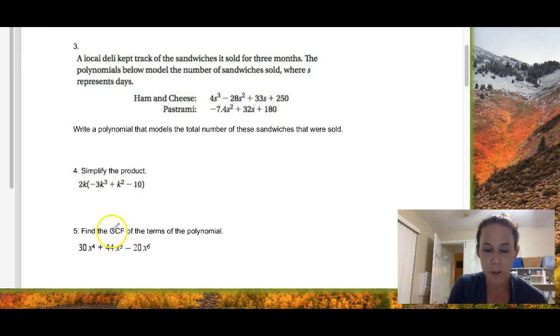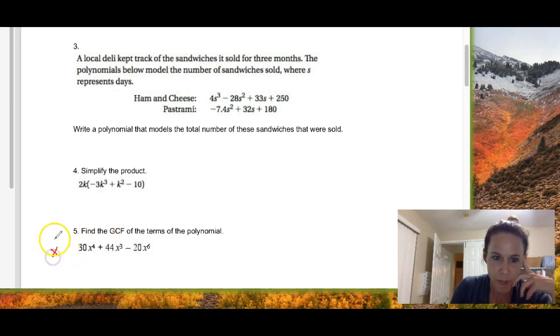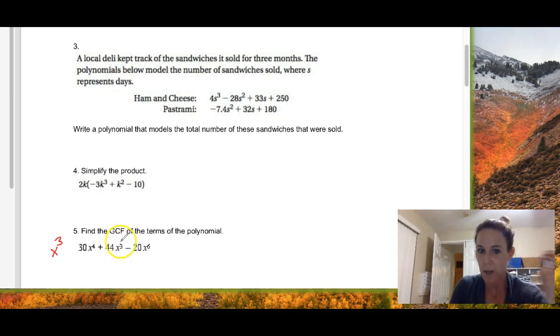Find the greatest common factor, or the GCF, of the terms of the polynomial. The greatest common factor is the biggest factor that divides evenly into each of these terms, okay? The variables are easiest to work with. If you look at the variables, what's the biggest variable that divides evenly into each of these? Well, it's going to be the one with the smallest exponent, because x cubed is the smallest exponent. So the biggest thing I could pull out of here would be itself. I can't go bigger because there's nothing more. So it's going to be the one with the smallest exponent.